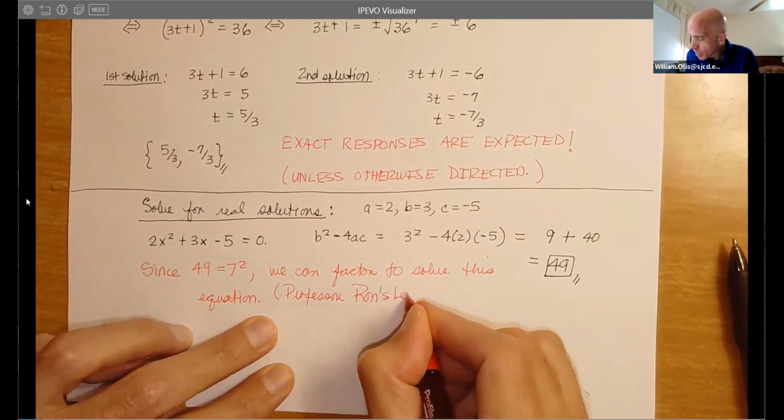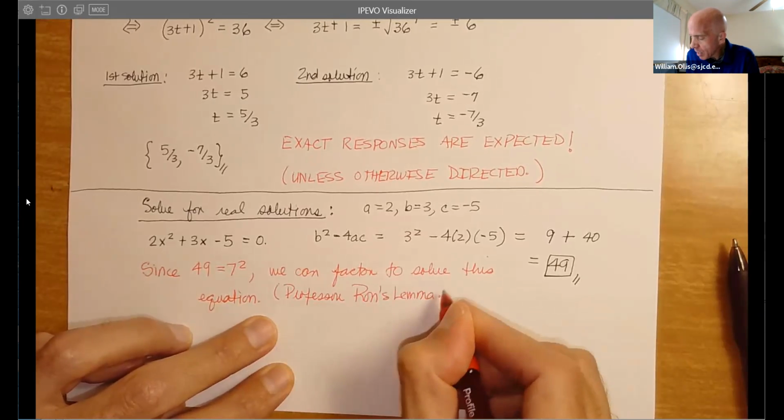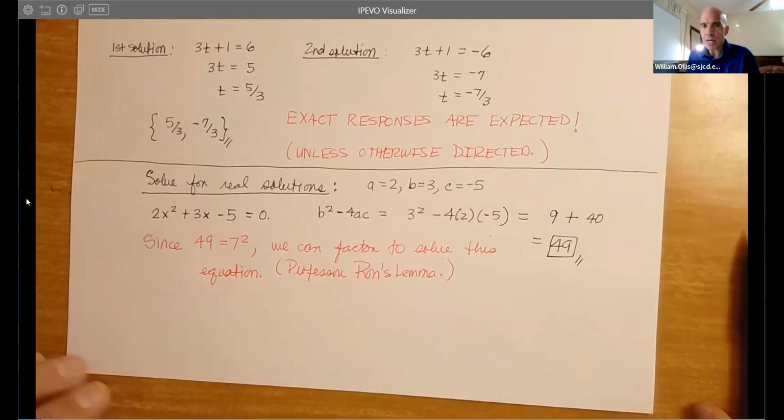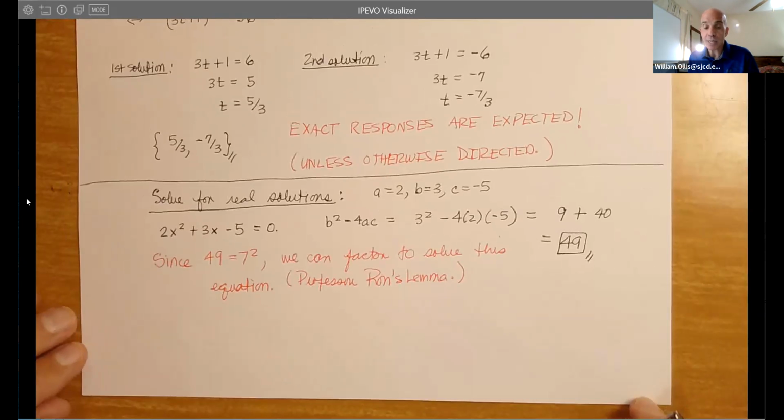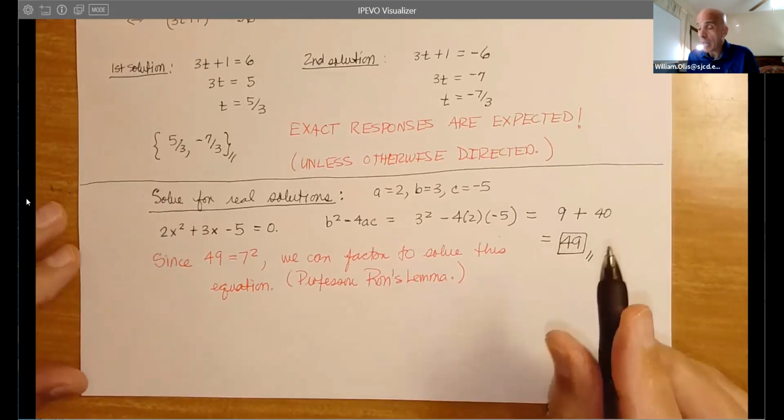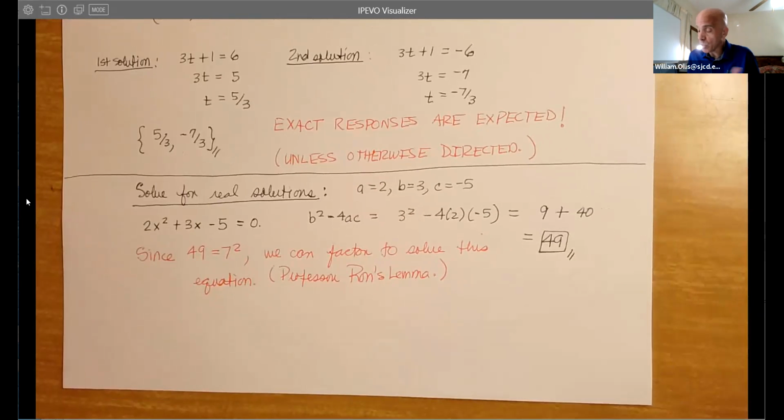And maybe you're working on a test and you're thinking, well, it asked me to solve this equation. It doesn't really matter how I do it. And I completely agree with you. If I ask you to solve an equation, you can do it by any legitimate methods. But now I want to just go ahead and use the quadratic formula.